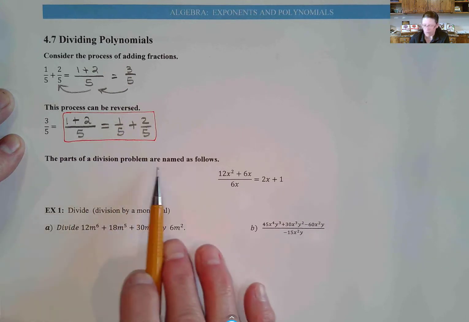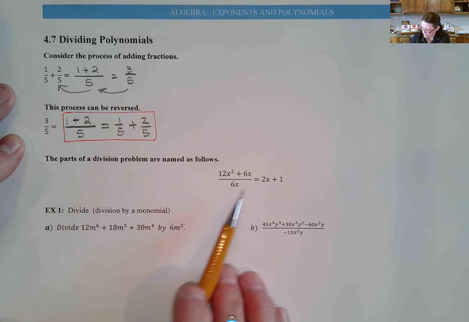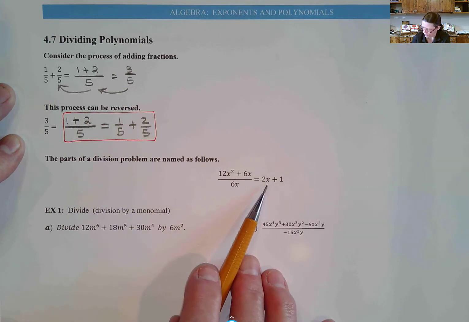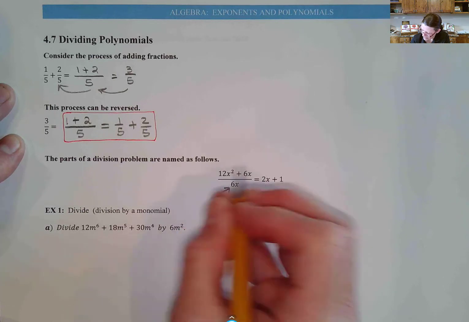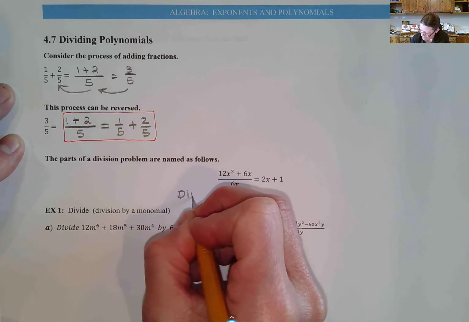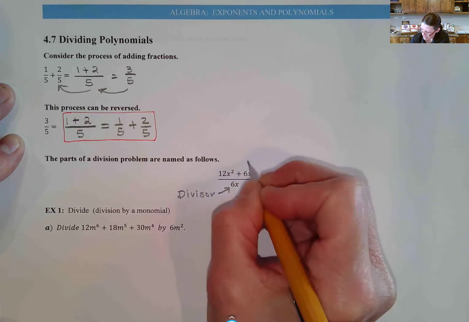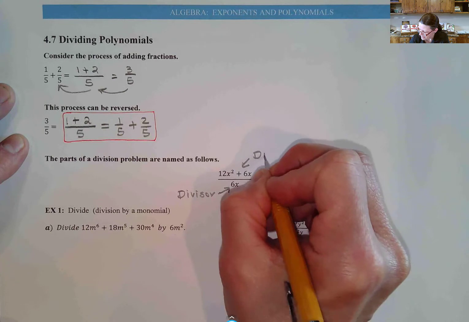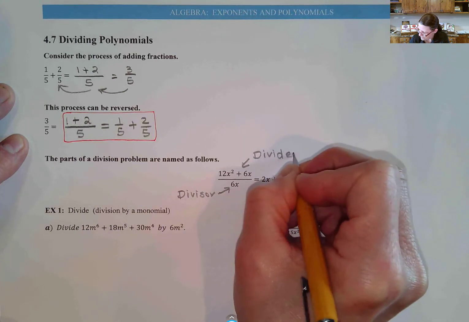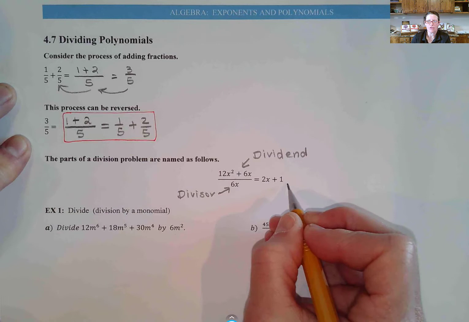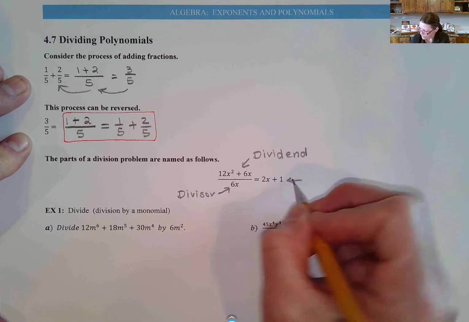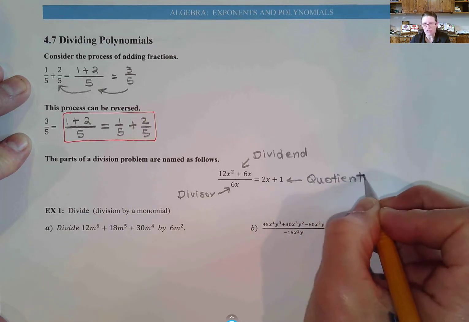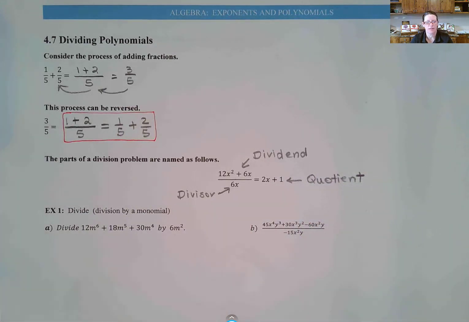The parts of a division problem are named as follows. Here we've got a binomial divided by a monomial and then an answer. Well, this divisor is 6x. And in the numerator, 12x squared plus 6x, we call the dividend. And the answer to a division problem is called a quotient. So you want to pay attention to that terminology as we use it as well.